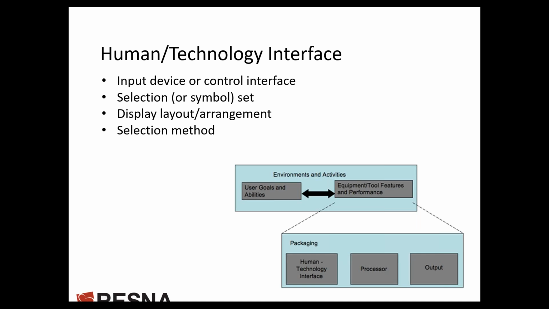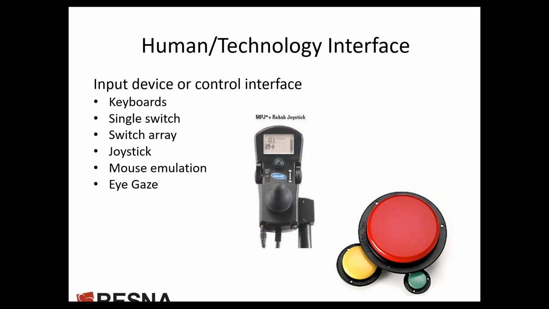And the main things we're looking at is the input device or the control interface, right? How are we going to control it? What's our selection set, so our symbol set? What's the layout or arrangement of the device? And then what selection method are we using? So first is our input device or control interface.